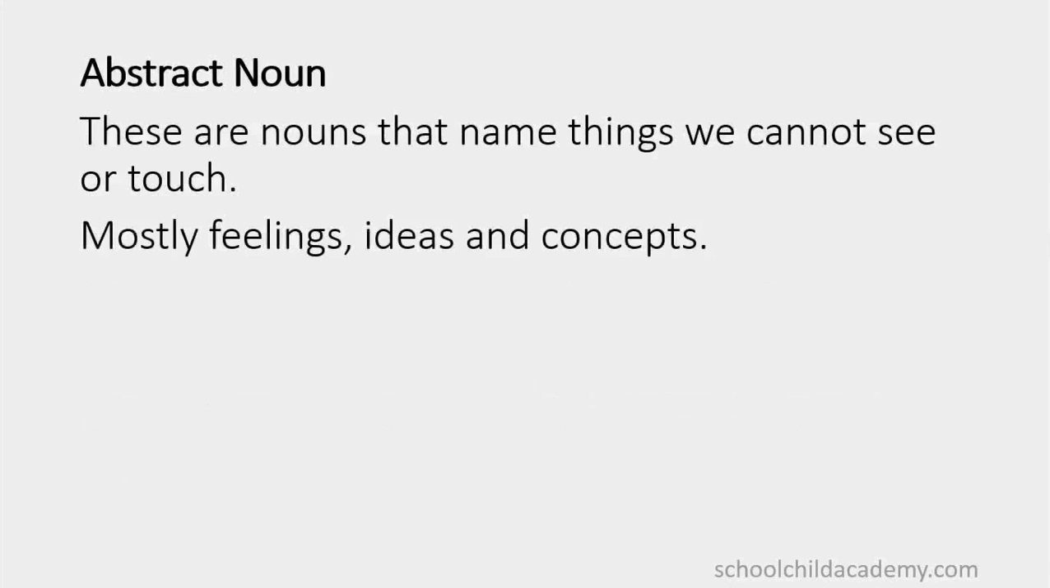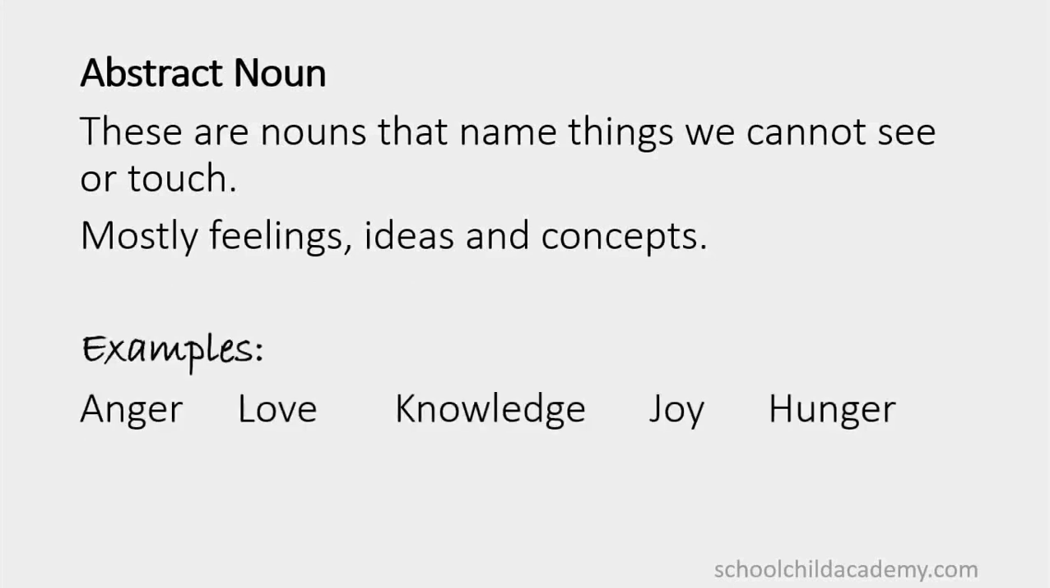Abstract noun. These are nouns that name things we cannot see or touch. They are mostly feelings, ideas, and concepts. Examples: anger, love, knowledge, joy, hunger, etc.